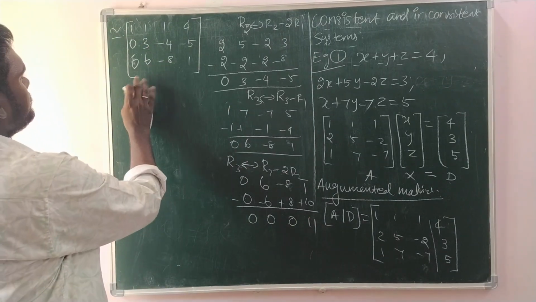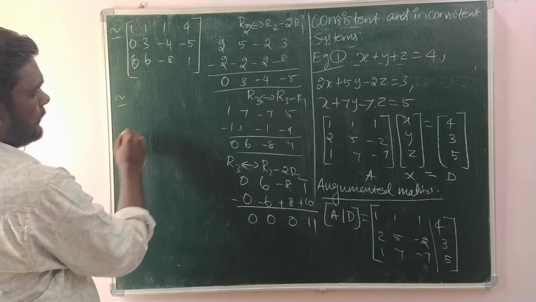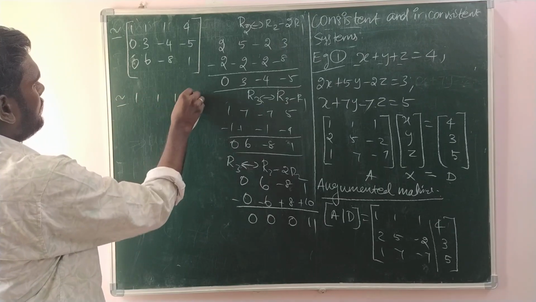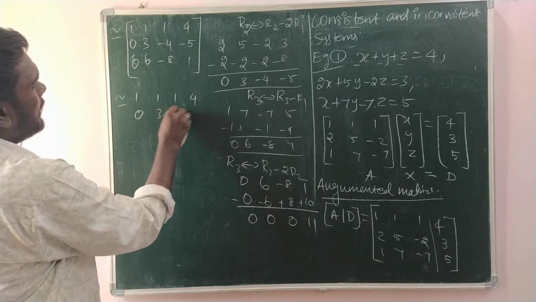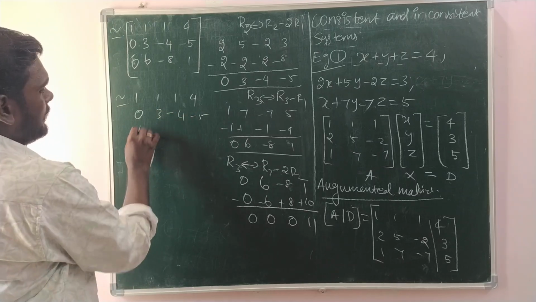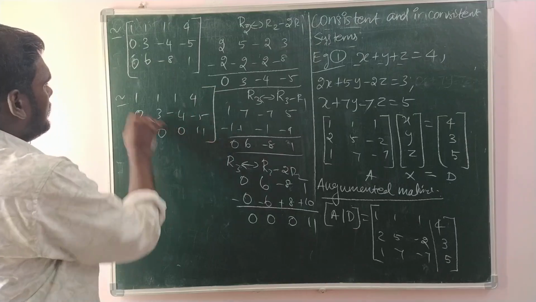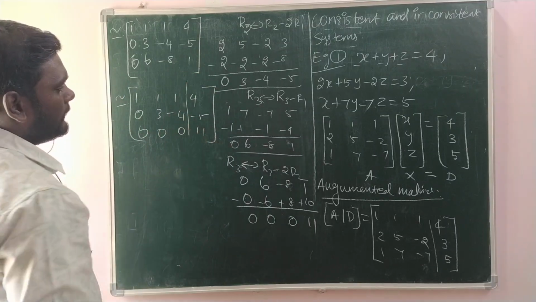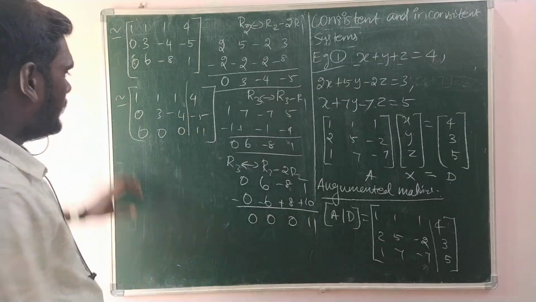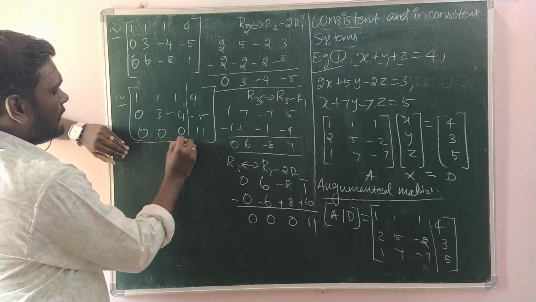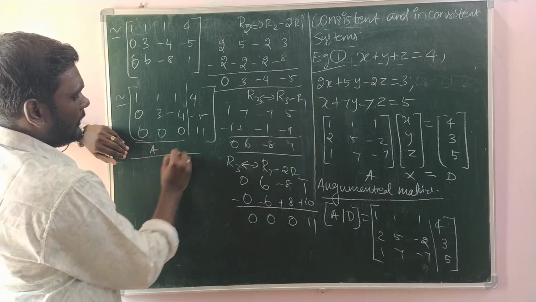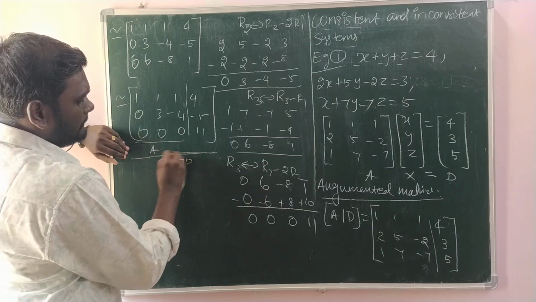So we'll get 1, 1, 1, 4. Wait, let me complete. 0, 3, minus 4, minus 5. 0, 0, 0, 11. Okay. That separation bar is just put here. Now compare. See, before this bar, this is A. All together, which is A bar D.